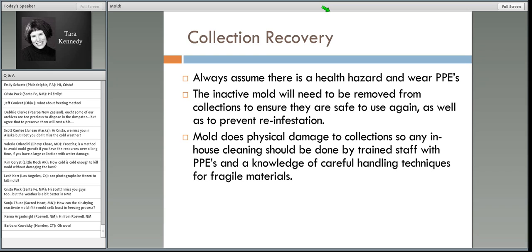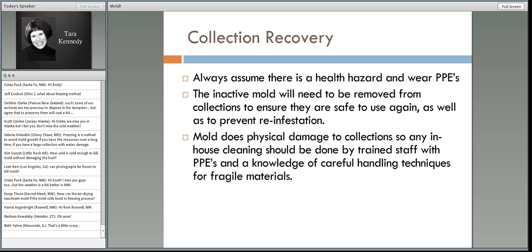So for collection recovery, always assume that there is a health hazard, so wear your PPE. Just don't even think about it. It's something you absolutely should do. You should always protect yourself if you're going into an area where there's mold. The inactive mold will need to be removed from collections to ensure that the collections are safe to use again, and also to prevent reinfestation.